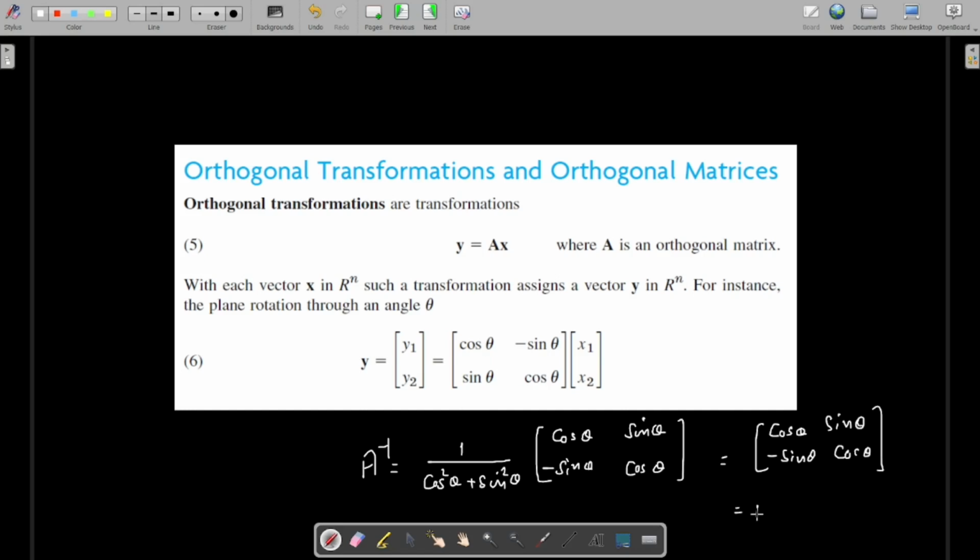And we may verify that it is equal to A transpose. A transpose means you are interchanging the rows and columns of this matrix. So the first column becomes cos theta, minus sin theta, and the second column sin theta, cos theta. So here A inverse equals A transpose, and A is an orthogonal matrix. So you consider the transformation y equals Ax, that is the vector (y1, y2) equals the matrix A into the vector x. Such a transformation is called an orthogonal transformation.